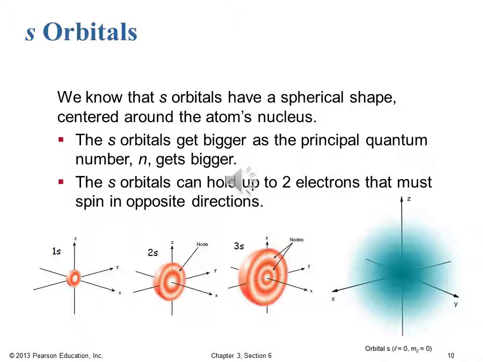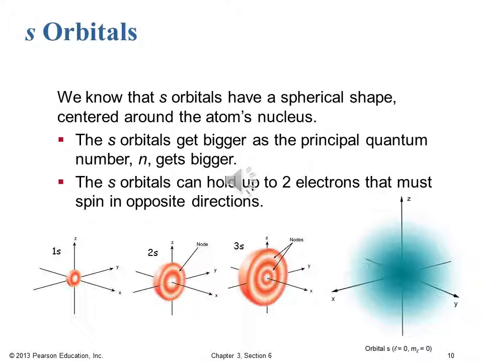Okay, so for the S orbital, fortunately the shape goes nicely, although the S didn't originally stand for spherical, it stood for sharp from spectroscopy lines. But S orbitals do have a spherical shape that's centered around the atom's nucleus. S orbitals get larger as principal quantum number n gets larger, so every principal quantum number has an S orbital, including n equals 1, which only has the S orbital. We see over in the bottom right of the screen an image of an S-type orbital, a spherical orbital. And then over to the left, we have the 1s, 2s, 3s orbitals.